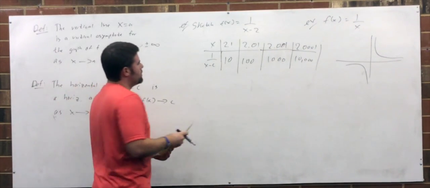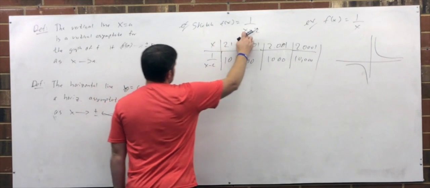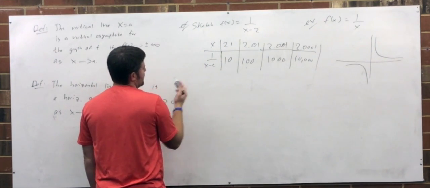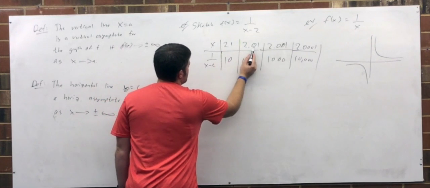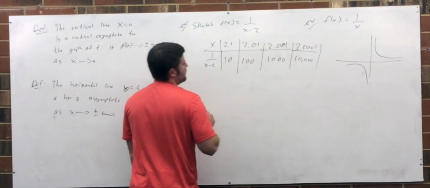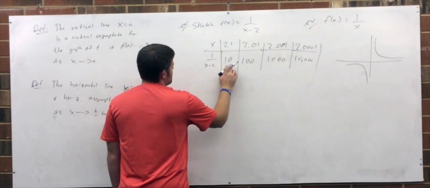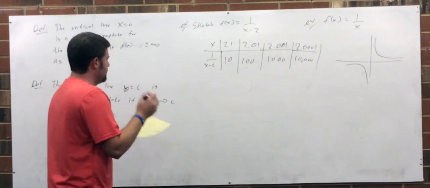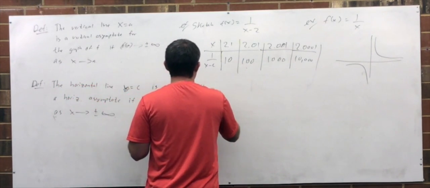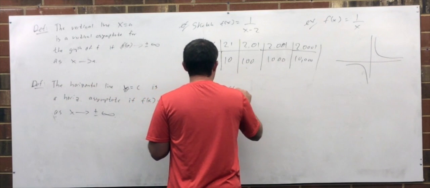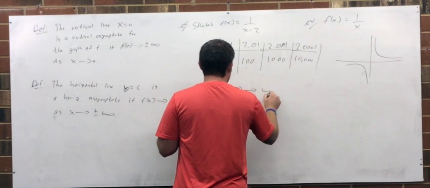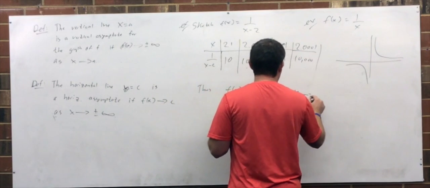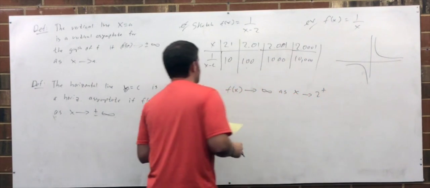So as we approach x, or 2 in this situation, from the right, and we get closer and closer to 2, this value gets larger and larger and larger. Right? So here's our conclusion. Thus, f of x approaches positive infinity as x approaches 2 from the right.